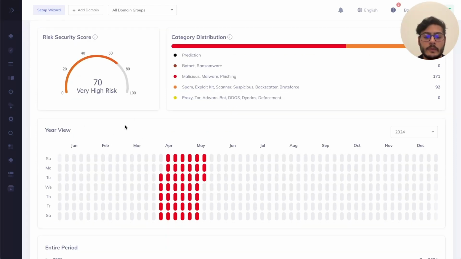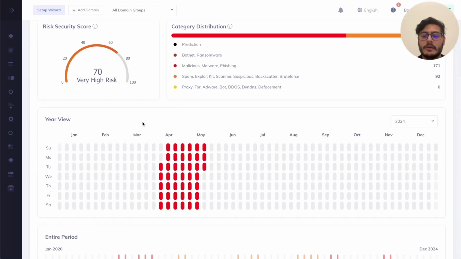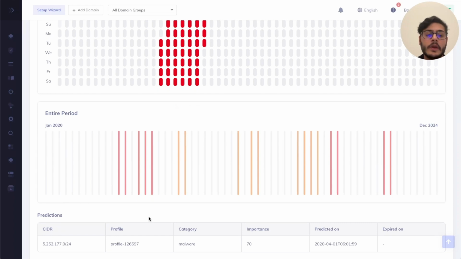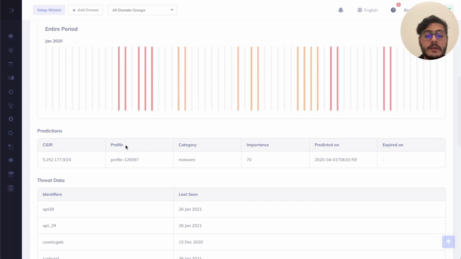Coming to this year view, we can see throughout the year when this IP address was actually reported as malicious. So for example, I can see that throughout April and May, this IP address was categorized as malicious. Scrolling down, we can see the entire period view here, where from Jan 2020 to December 2024, we can see when this IP address was predicted, as well as what it was reported as and the threat category for this prediction.